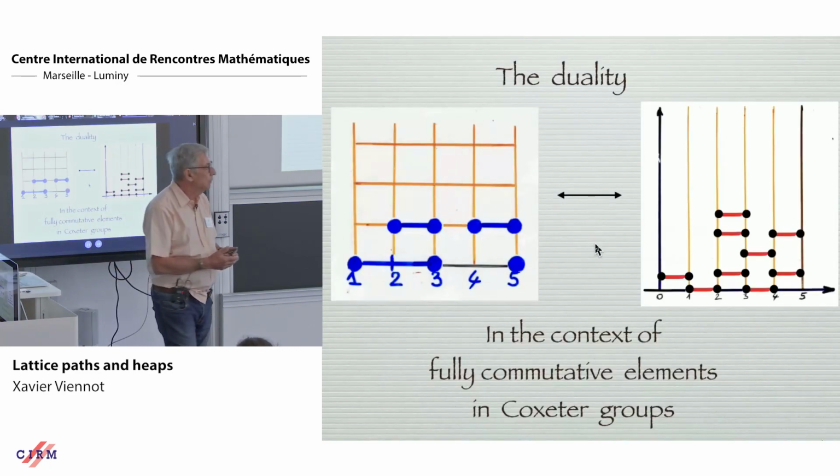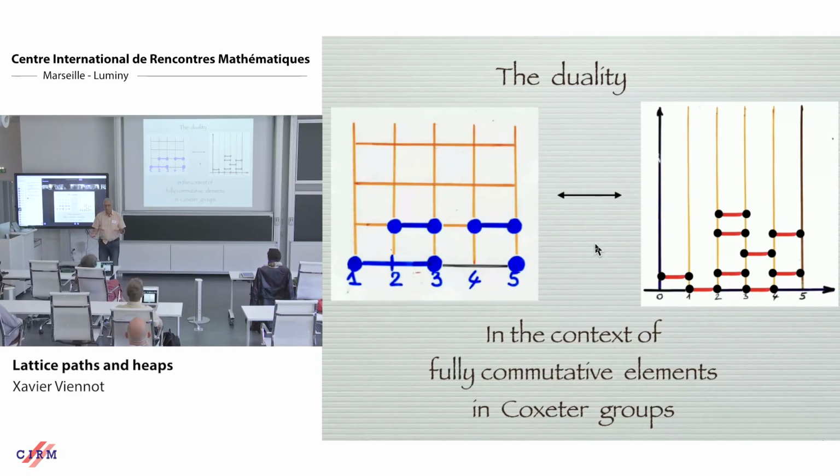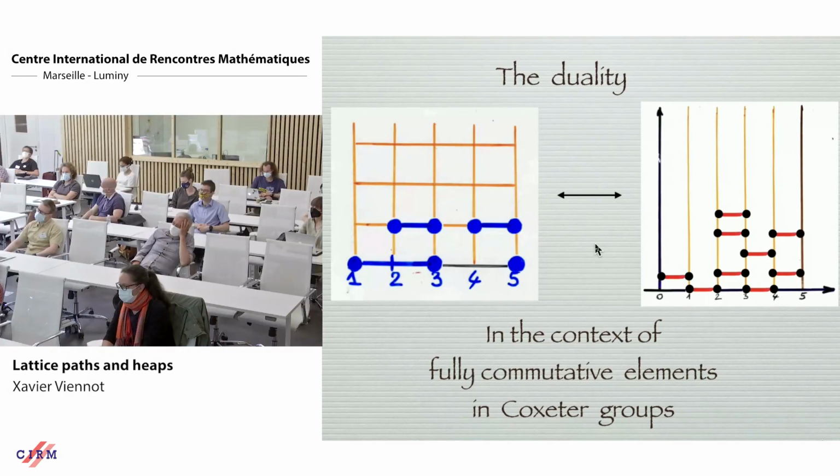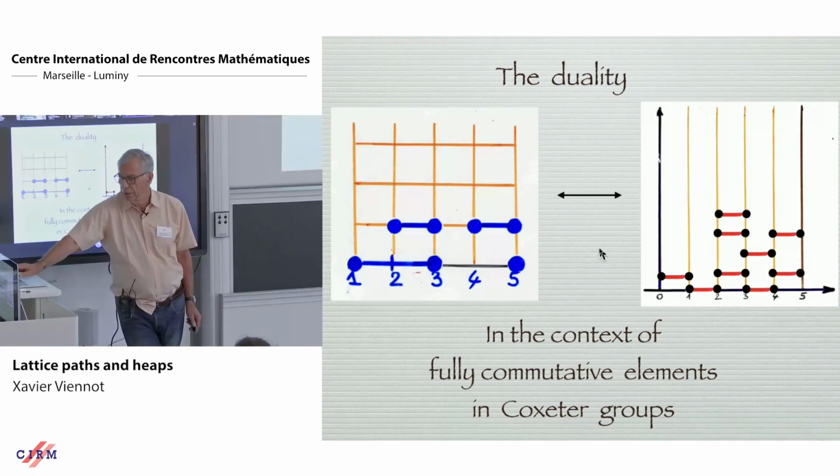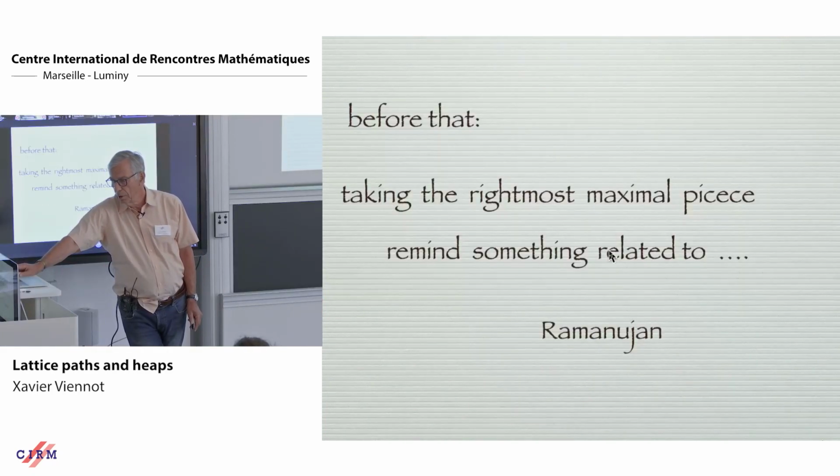So this is the first part of the talk about this duality between heaps of dimers and heaps of segments. The second part, this same duality appears in the context of fully commutative element in Coxeter group. But before that, just a detour.